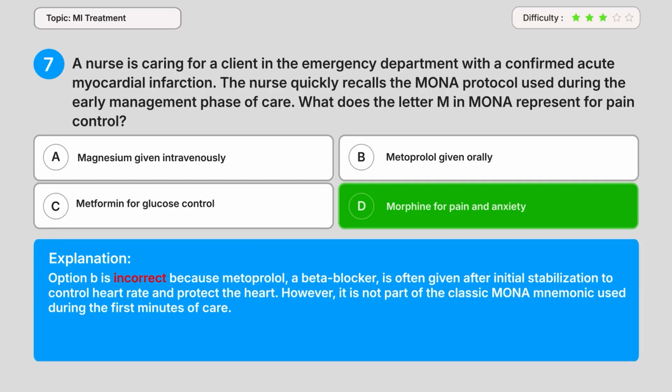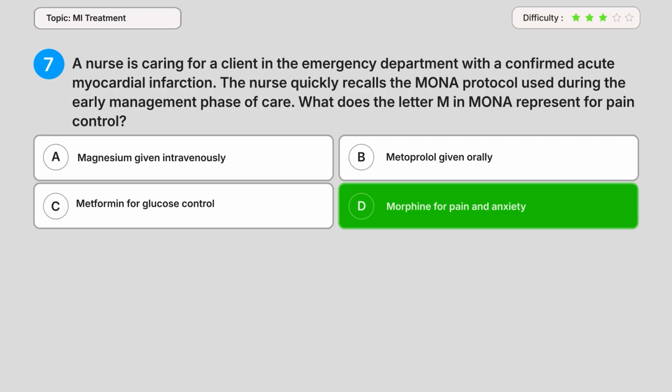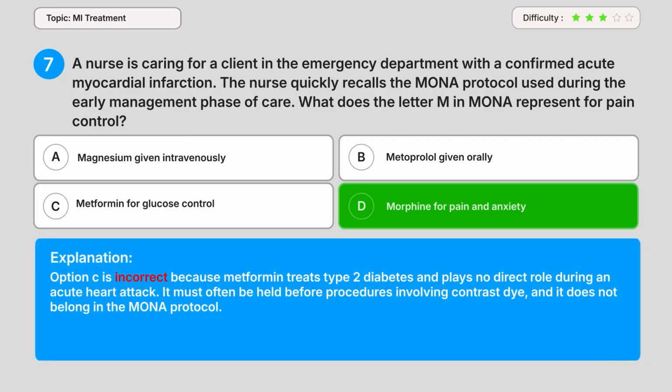Option B is incorrect because metoprolol, a beta blocker, is often given after initial stabilization to control heart rate and protect the heart. However, it is not part of the classic MONA mnemonic used during the first minutes of care. Option C is incorrect because metformin treats type 2 diabetes and plays no direct role during an acute heart attack. It must often be held before procedures involving contrast dye, and it does not belong in the MONA protocol.